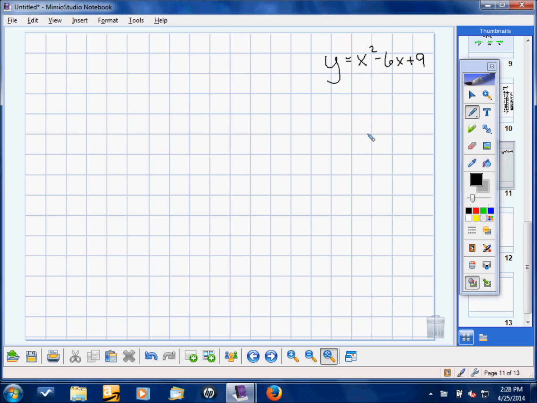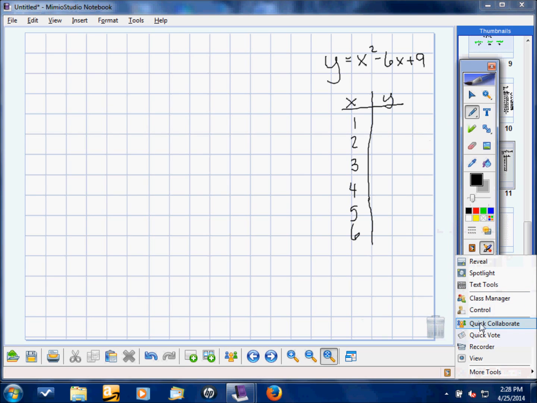Now, on this particular one, I want you to use your x values as being 1, 2, 3, 4, 5, 6. I'm choosing your x's for this one. I want you to find the y's, and I would like you to graph them.